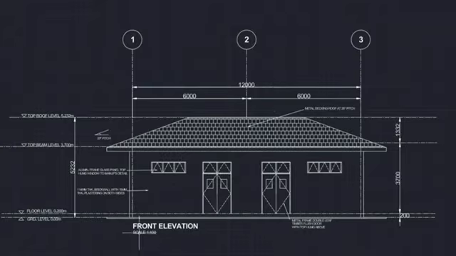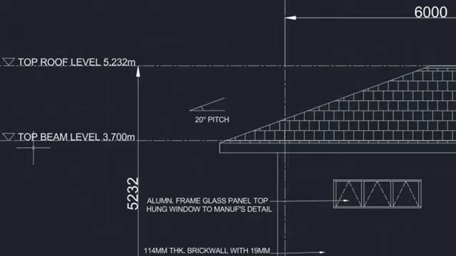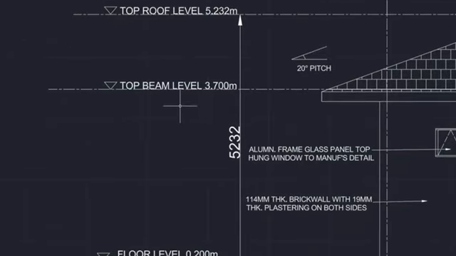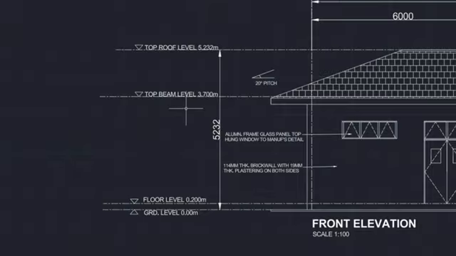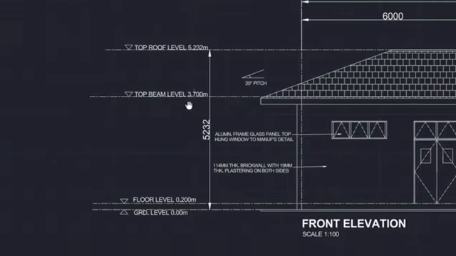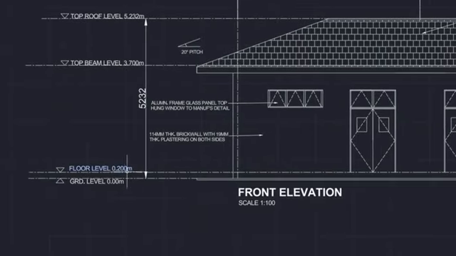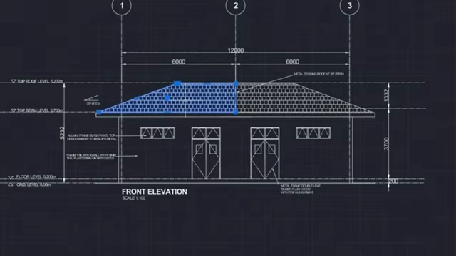Okay, in this project, I'm doing the front elevation. So the first thing I did was make the rectangle, following the measurement of 3.700 meters, and then 0.00 mm.